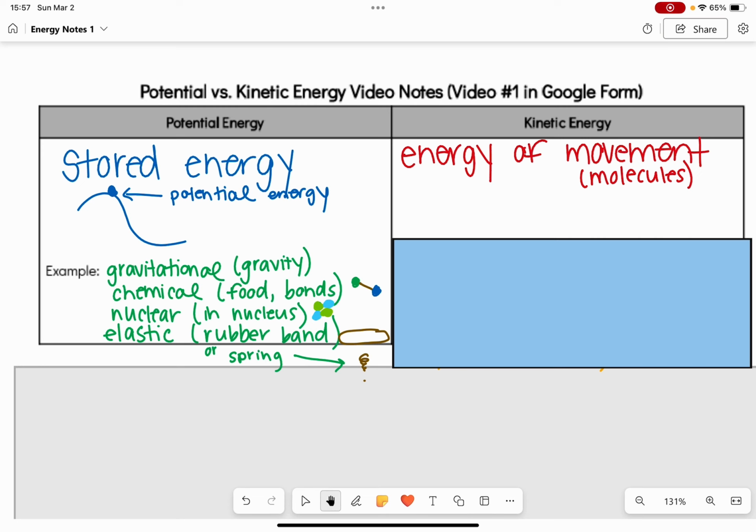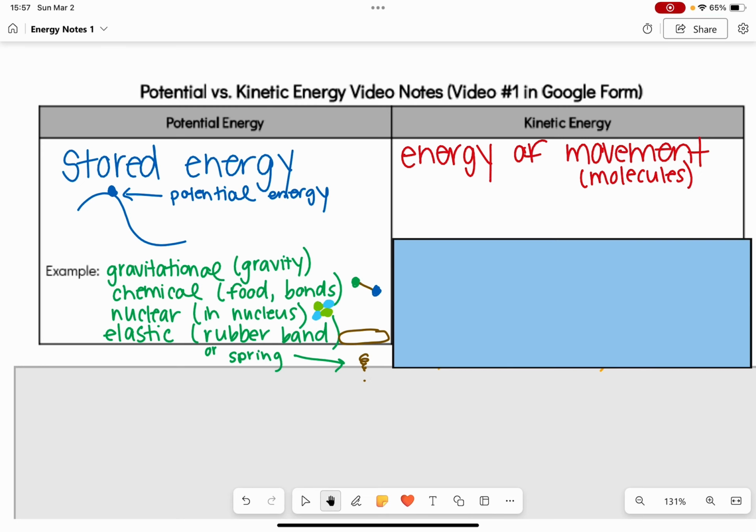Elastic potential energy is like if you stretch a rubber band really far before you let it go. All of that energy stored in the rubber band would be potential energy. Another example would be a spring that you can pull and stretch, and when it's fully stretched, it has all that potential energy.